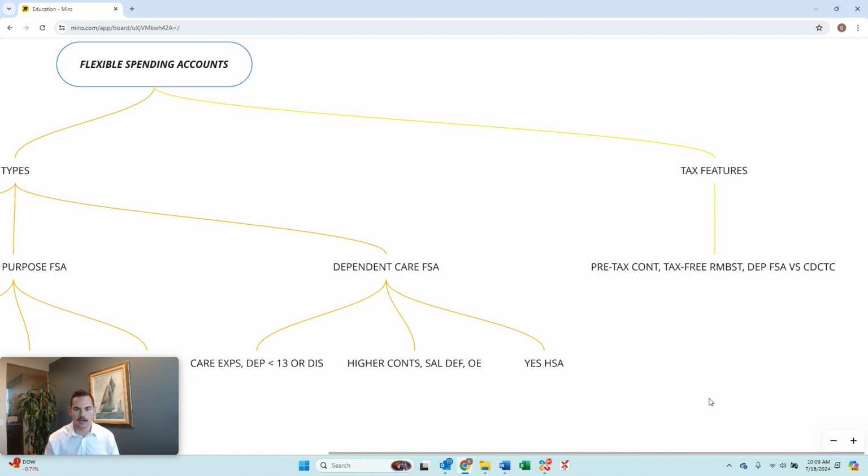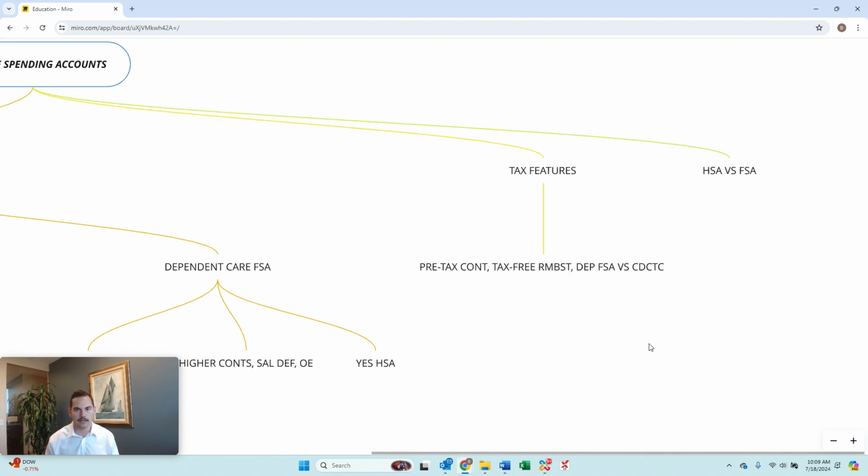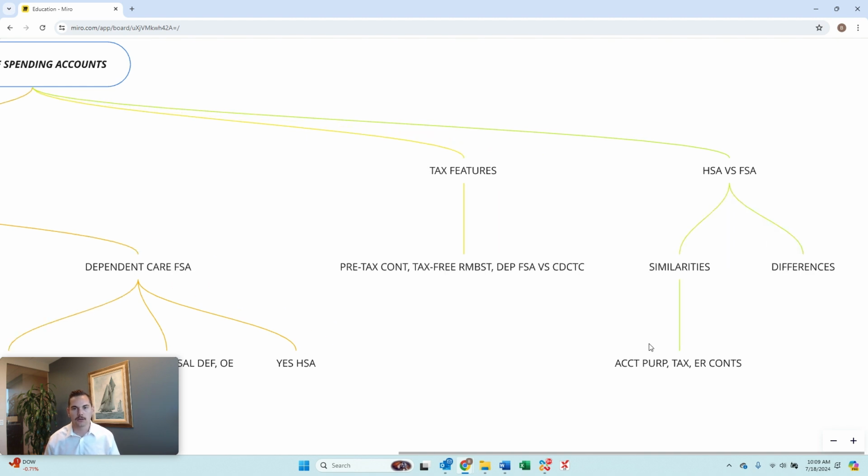So that's a little bit about the tax features. And now let's compare the HSA versus the FSA. With your health savings account, we're going to talk about the similarities and differences between that and your flexible spending account. So beginning with the similarities.